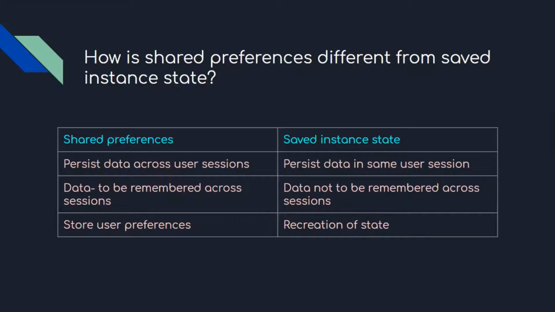In shared preferences, the common use is to store user preferences, whereas in saved instance state, the common use is to recreate the state after the device has been rotated.